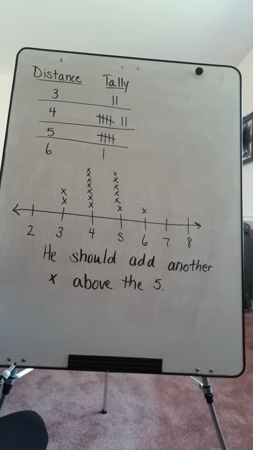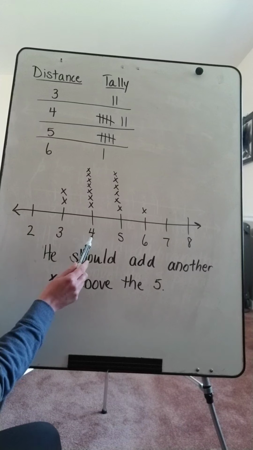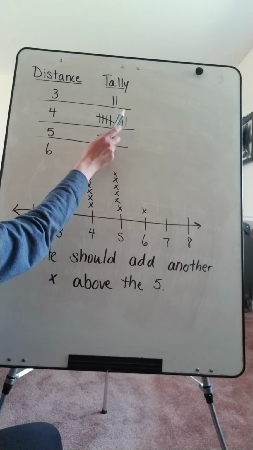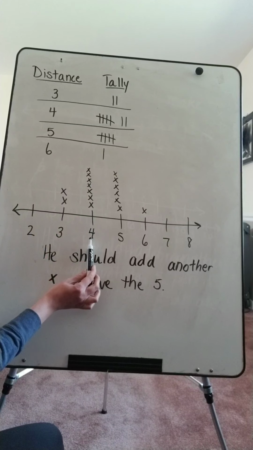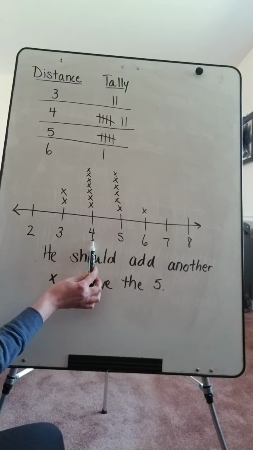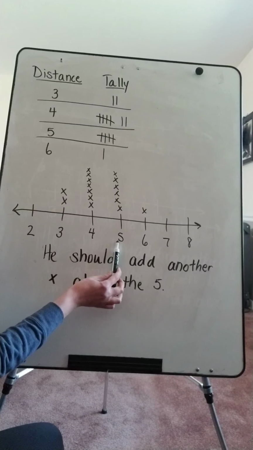Number 3 is problem solving. Donovan's jump distance is 1 foot greater than the most common jump distance. What is his jump distance? So the most common jump distance is 4 because we have 7 kids that have jumped 4. Okay, so that's the most common. If Donovan's jump distance is a foot greater than that, then he jumped 5.